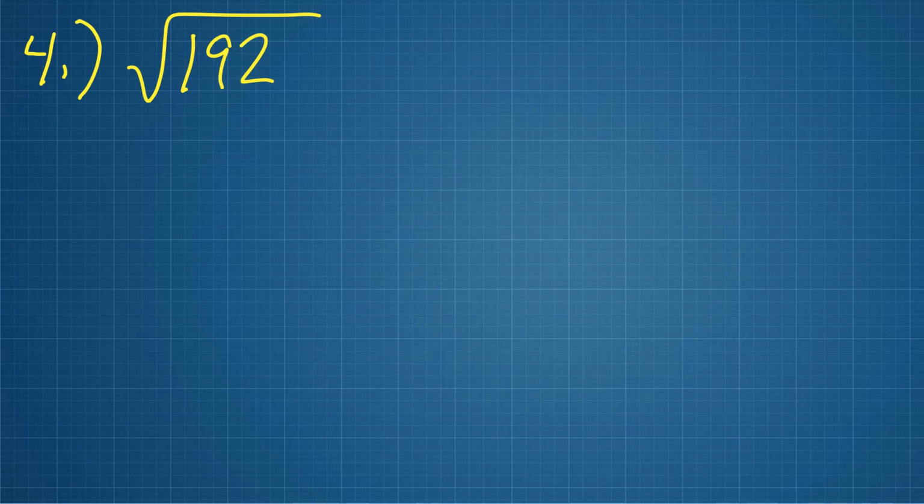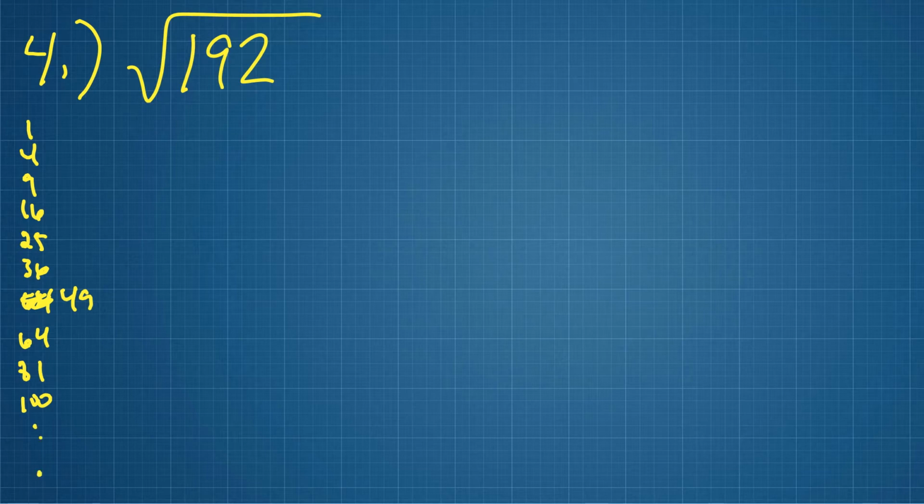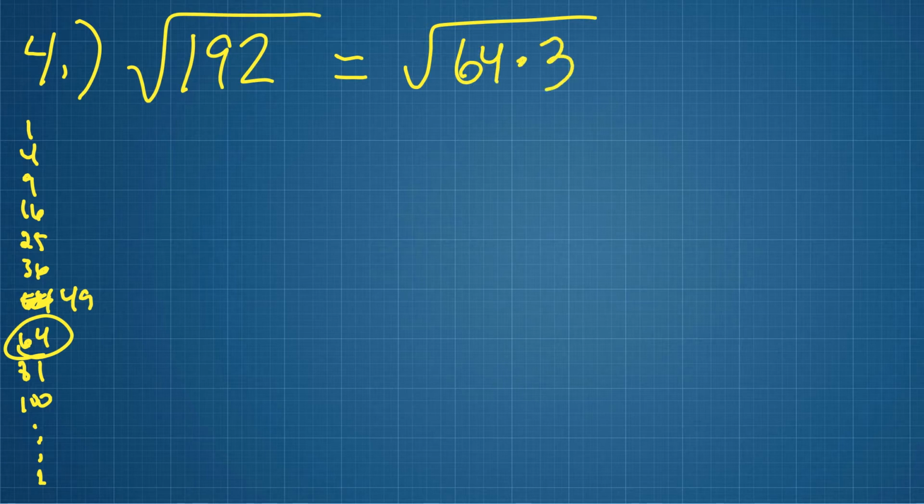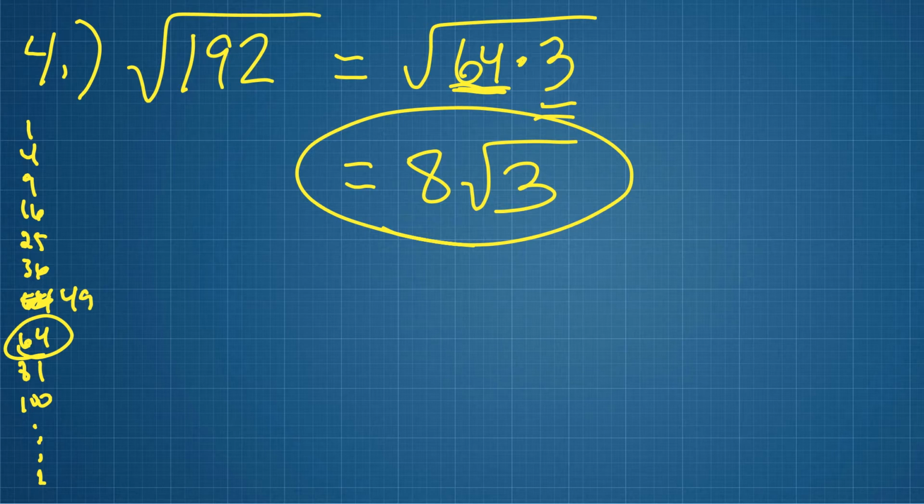Alright, so number 4, I have a square root of 192. So I go through my list: 1, 4, 9, 16, 25, 36, and I keep on going, and so forth. And I find out 192 is not perfect. So I go through my list and I find out 64 goes into 192. So I rewrite this as 64 times 3. 64 is perfect. He gets to leave the jail. Remember, if you got to leave jail, you got to change, or you go right back in jail. So 64 changes. The square root of 64 is 8. 3 is not perfect. He stays in jail forever. Final answer is 8 radical 3.